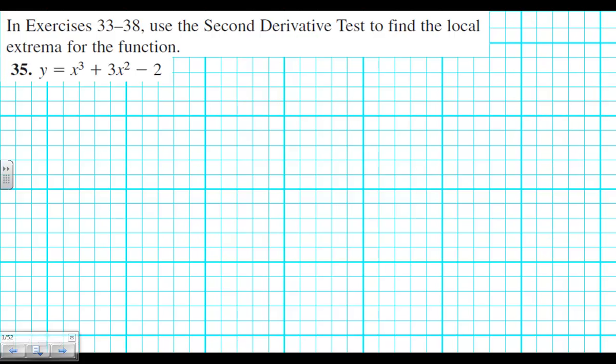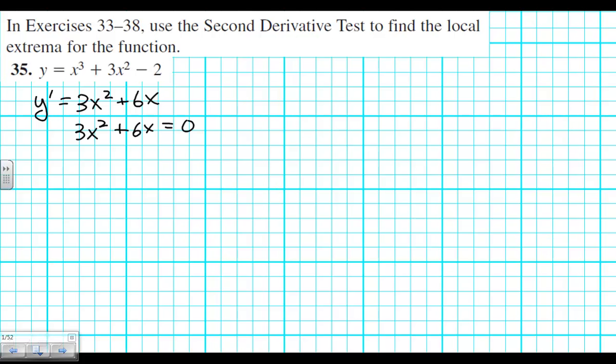So here's problem number 35 from section 4.3. It asks us to use specifically the second derivative test to find local extrema. So we start by taking the first derivative, 3x squared plus 6x, and we're going to set that first derivative equal to 0.